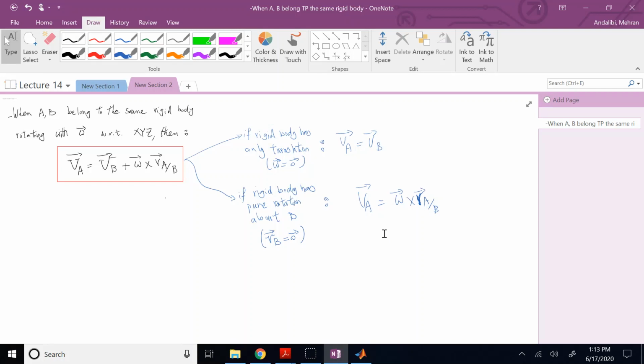translation and pure rotation. But now, if B is not a fixed point and if the object is not in pure translation, then we have to add both of the effects together. In other words, this first component is the translation component, and the second one is the rotation component of A with respect to B. So when we add them, we're going to have both translation and rotation, and therefore we get this very important formula.